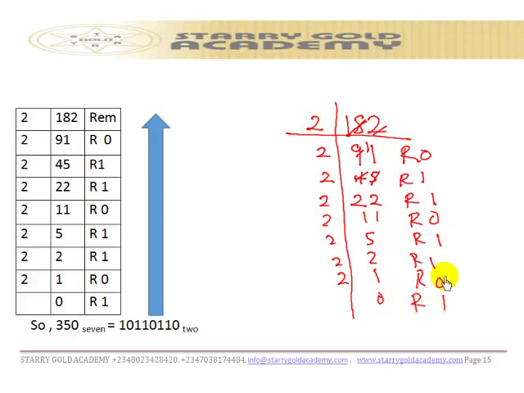And then what do you do next? Let's write our numbers from the base upwards. We have 1, 0, 1, 1, 0, 1, 1, 0. So you have converted 350 from base 7 to base 2.